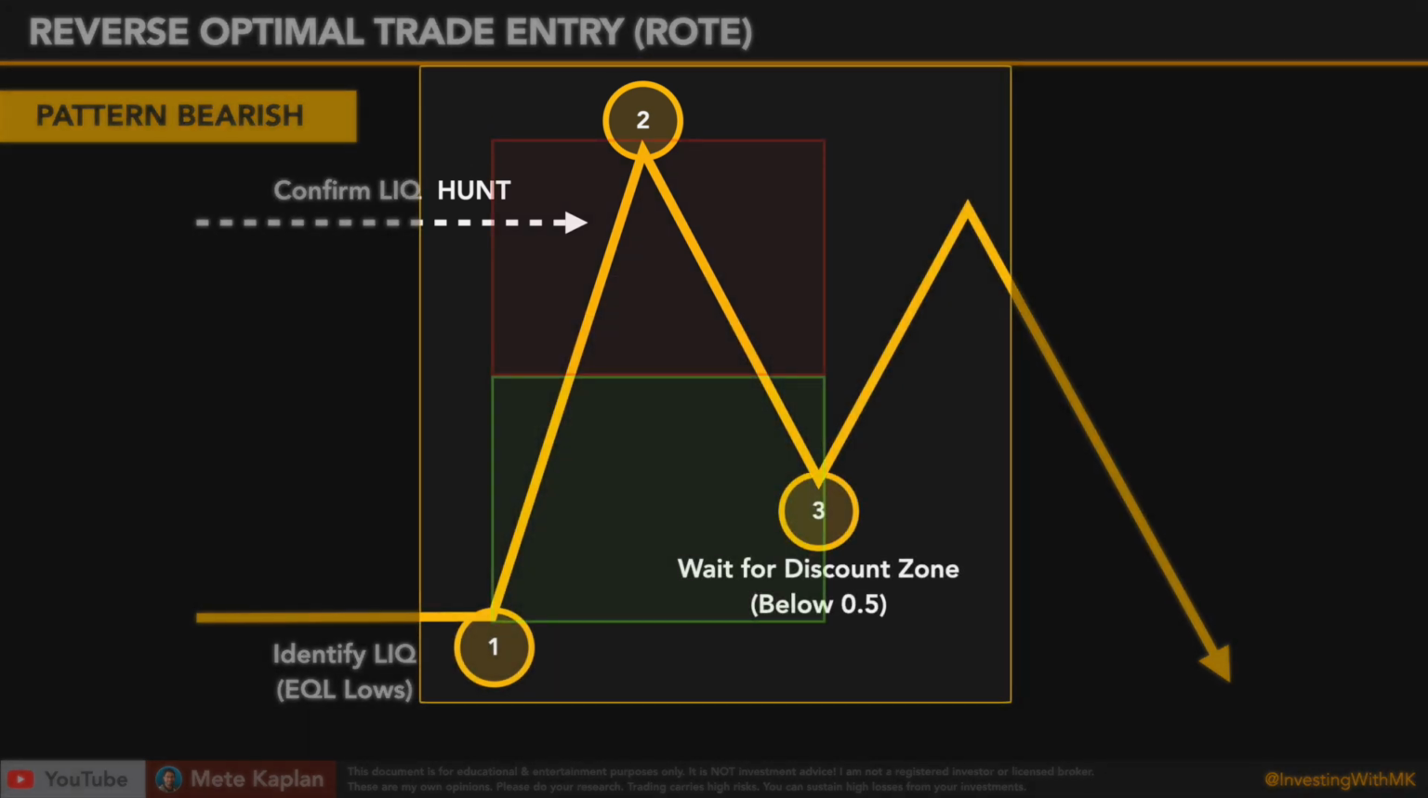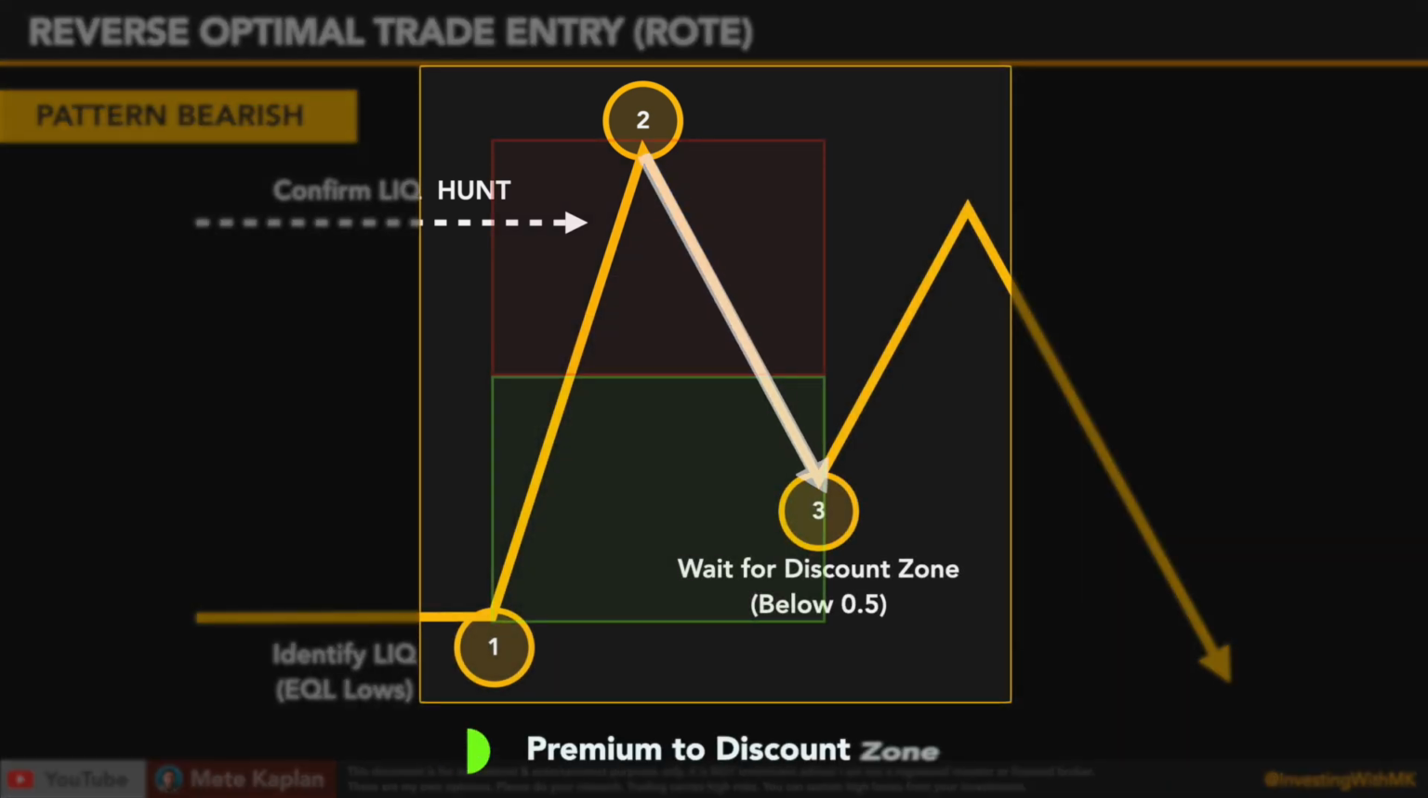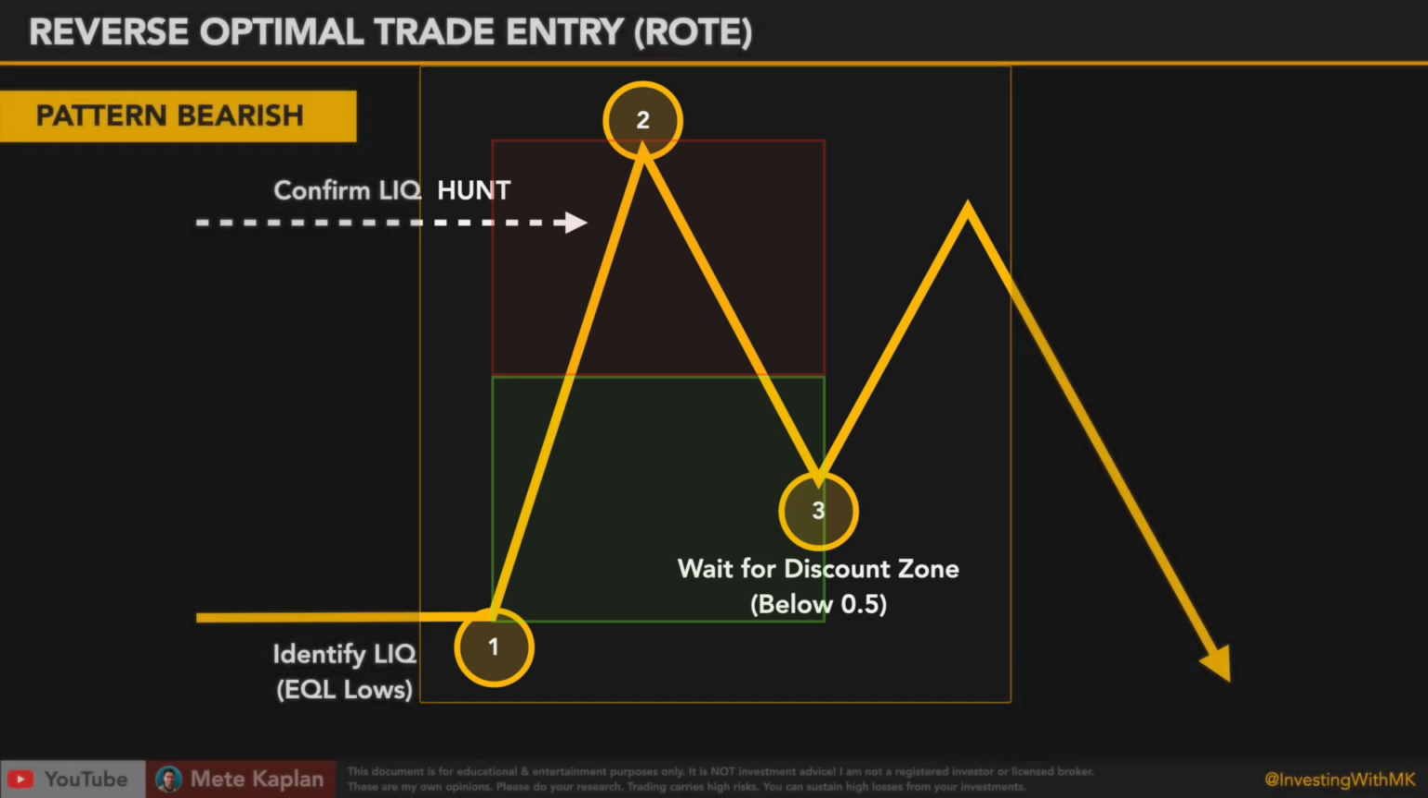Step 3. Wait for the price to reach the discount zone. Why do we wait for it? It's simply for trapping beginner traders. Because beginner traders will use every discount zone as entry. However, you should be checking multiple price action concepts first.